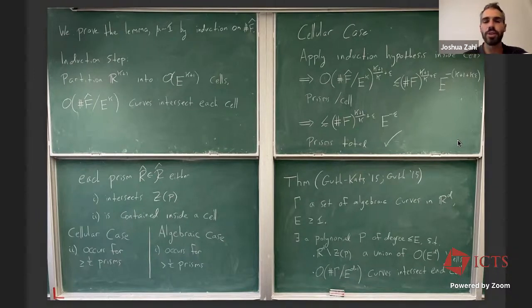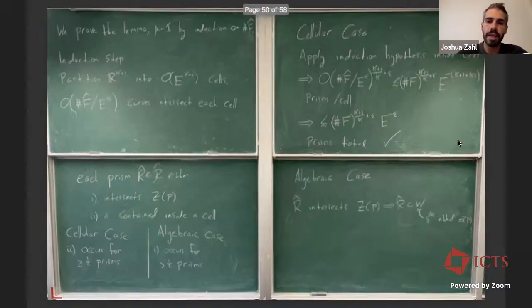And these ideas aren't really new. They've been floating around for maybe 10 years or so. What is often the case for these kinds of problems is the cellular case is fairly straightforward, and the algebraic case is often not straightforward. It sometimes requires new ideas. And so most of the new ideas come into play here in the algebraic case. So let's imagine we're in the algebraic case, and let's analyze what happens.